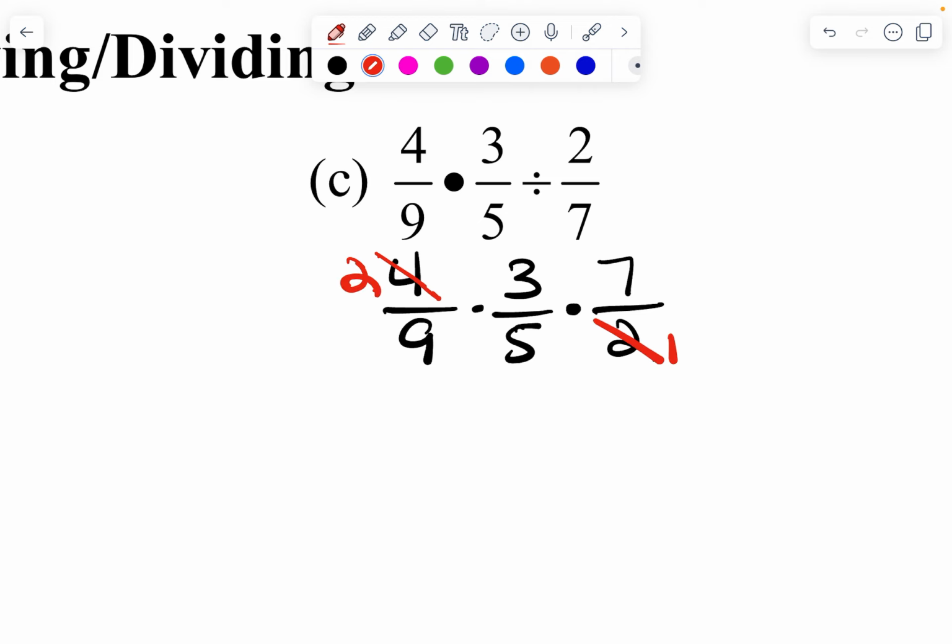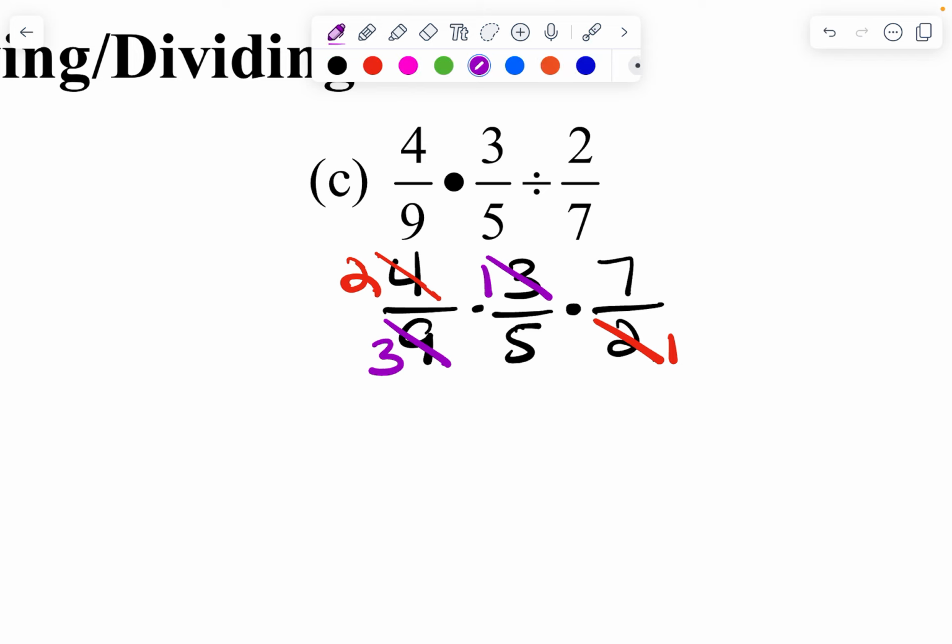Let's do the same thing with, let's say, 3 and 9. Both of those are divisible by 3. So 3 divided by 3 is 1. 9 divided by 3 is 3. 7 is not going to divide into anything in the denominator. So at that point, it looks like I'm pretty well done.